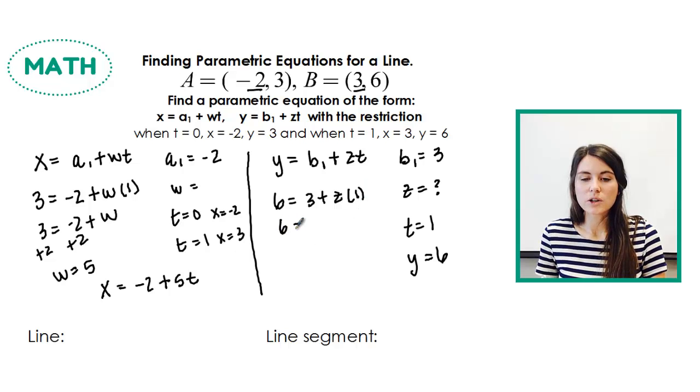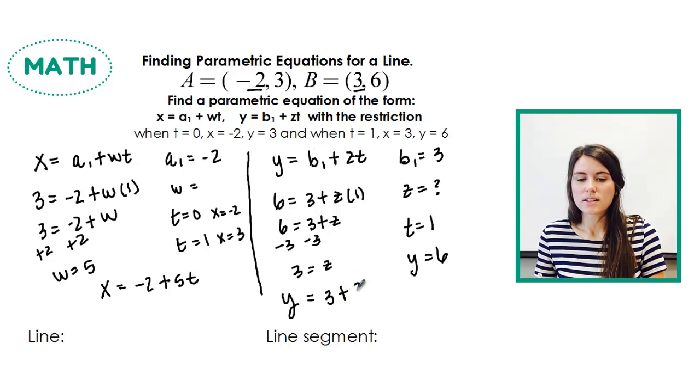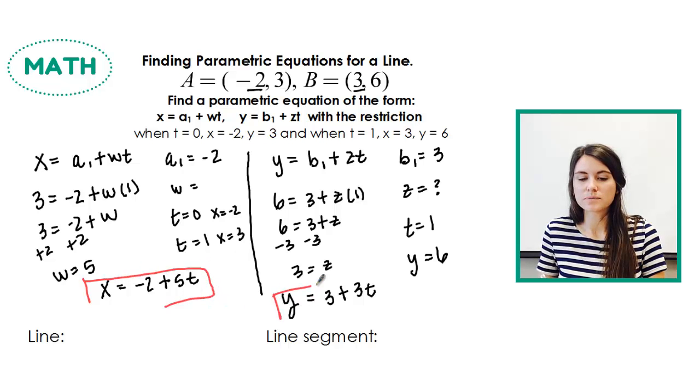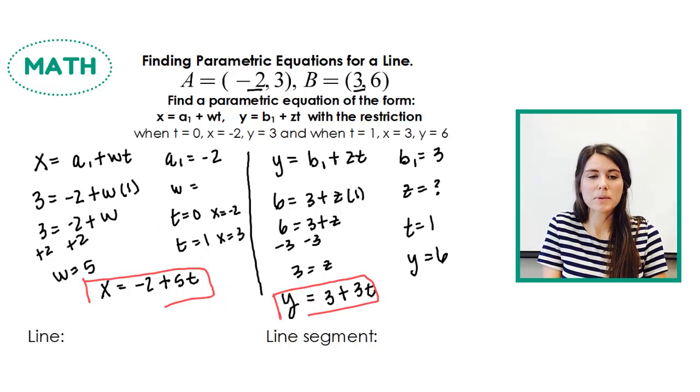So then it's 6 equals 3 plus z. I subtract 3 from both sides. 3 is equal to z. So this equation for y is y equals our initial y value, which is 3, plus z, which is 3t. So here are my two parametric equations, right here and right here. Those are my parametric equations.